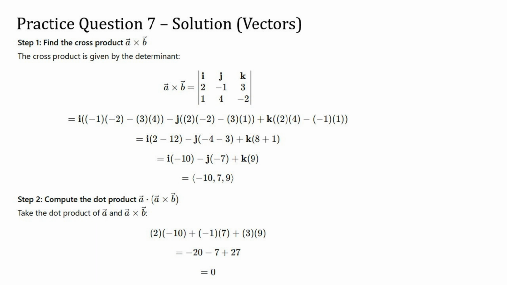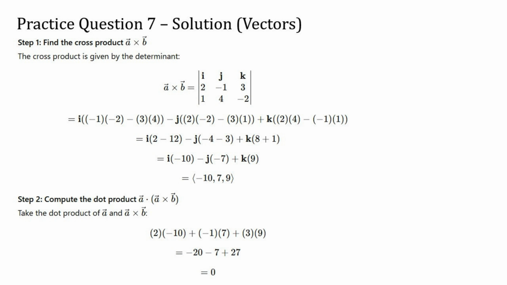The dot product is calculated by multiplying corresponding components of the two vectors and adding the results together. So we multiply the first components, which are 2 and -10, then the second components, which are -1 and 7, and finally the third components, which are 3 and 9. We add these three products together, and they end up canceling each other out to a final result of 0.